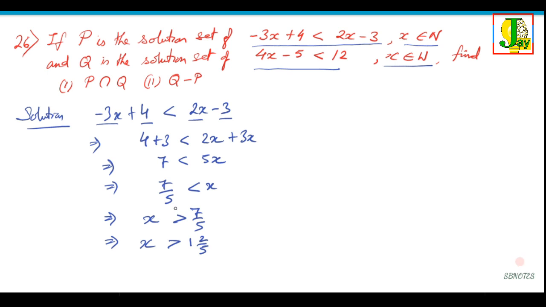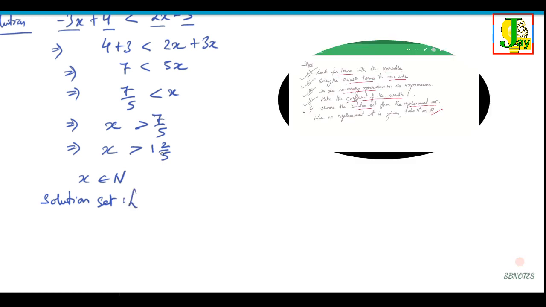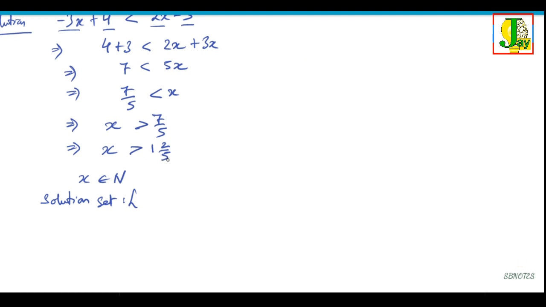Okay, so here the solution set belongs to natural numbers. X belongs to natural numbers, therefore our solution set for this inequation, we have natural numbers, x greater than 1 2/5. Okay, so the natural numbers, all the positive integers which are greater than this, so we have 2, 3, 4 and so on. There is no ending. This is the solution set for the first inequation. Now let's see the second one.